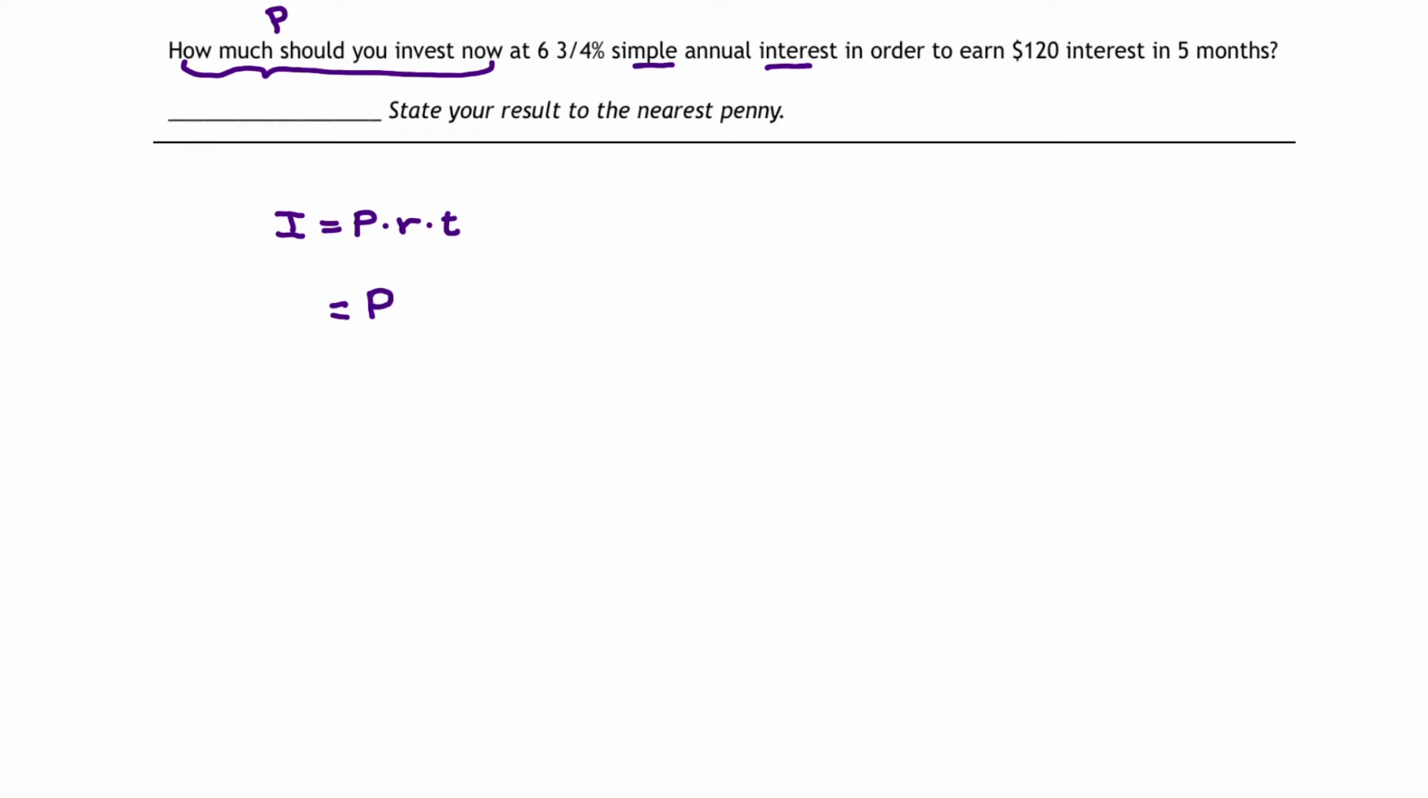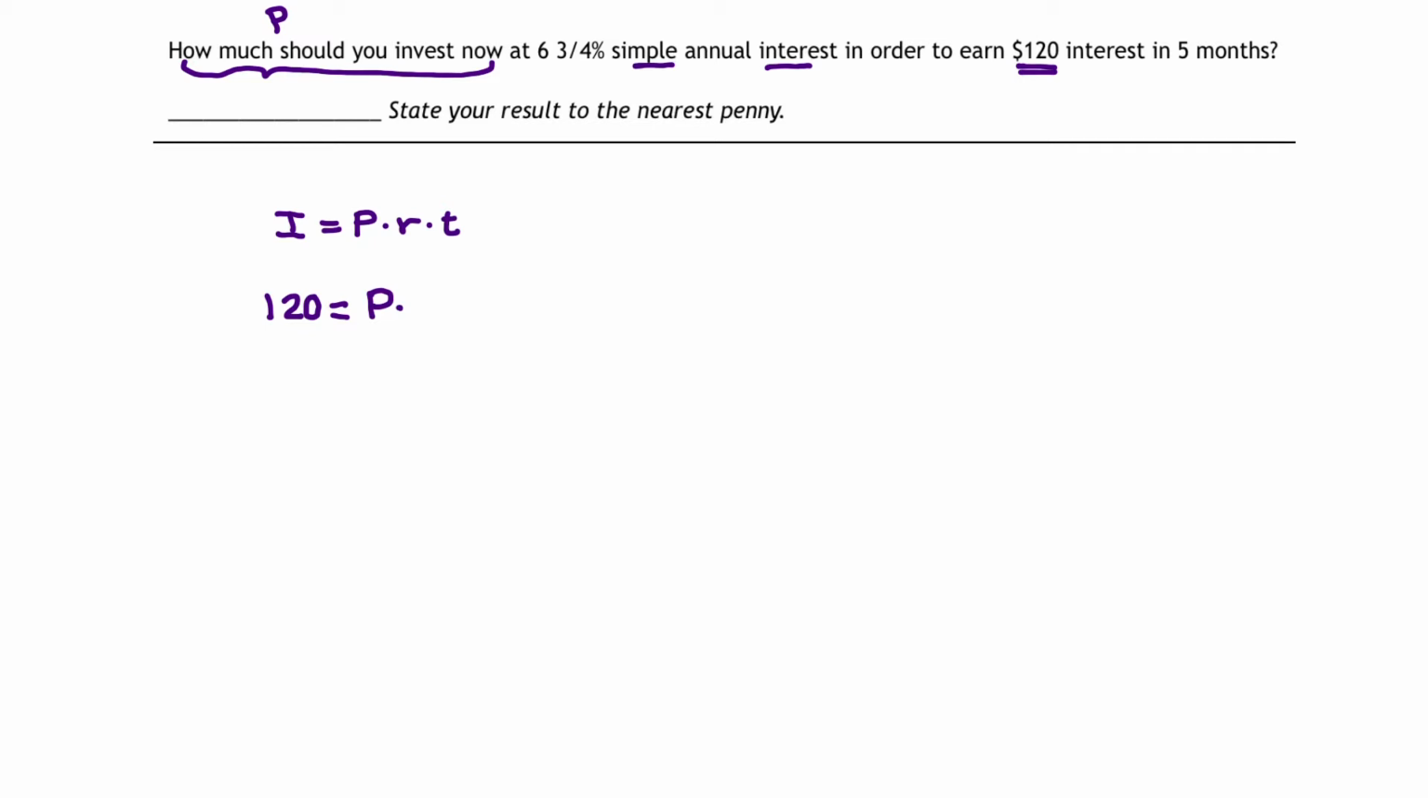Now how about the other parts? Well, for the interest, I'm told that the account earns $120 in interest, so we'll put that in place of the interest in our formula. Our rate is 6 3/4%.